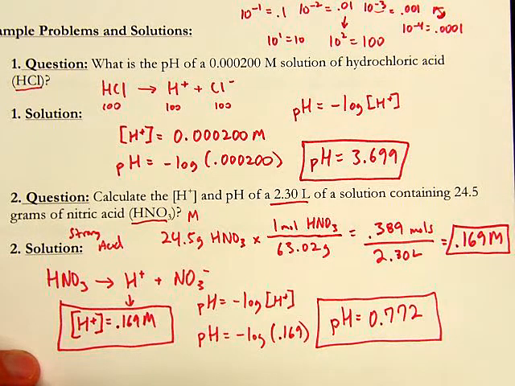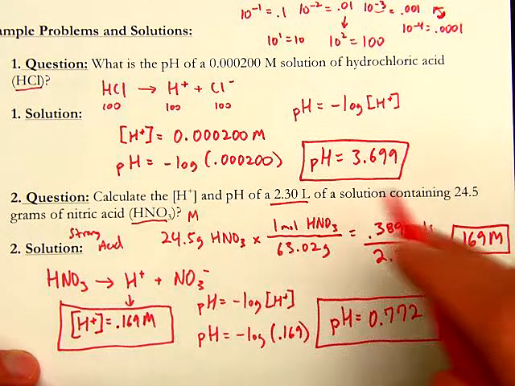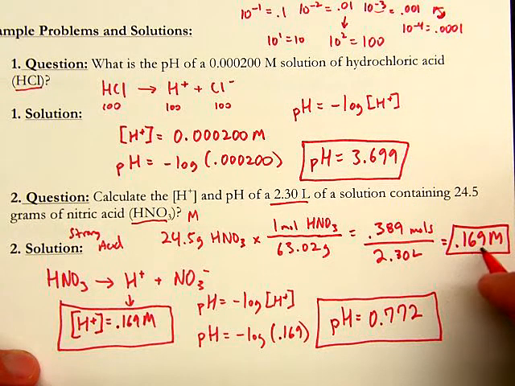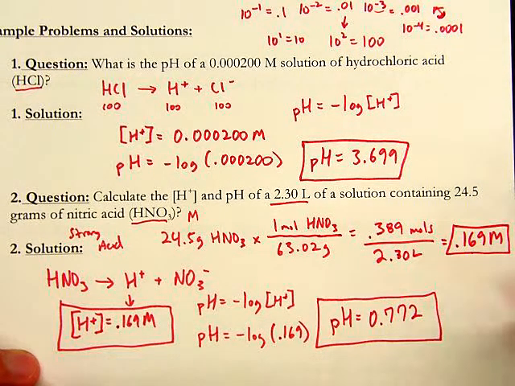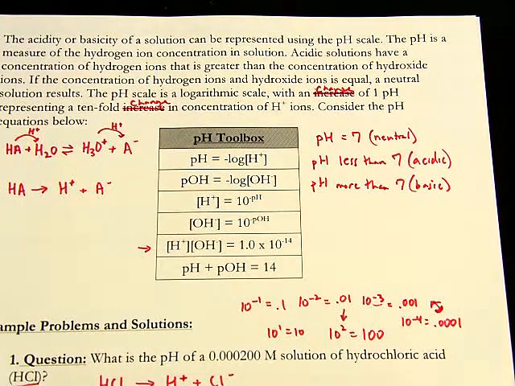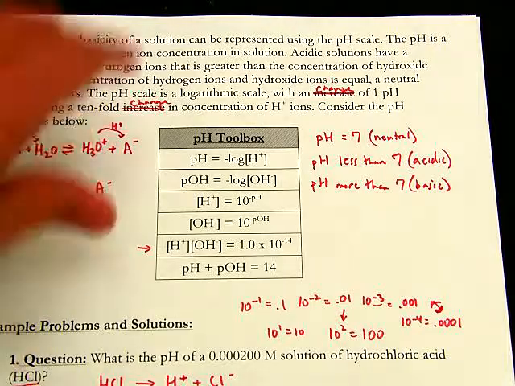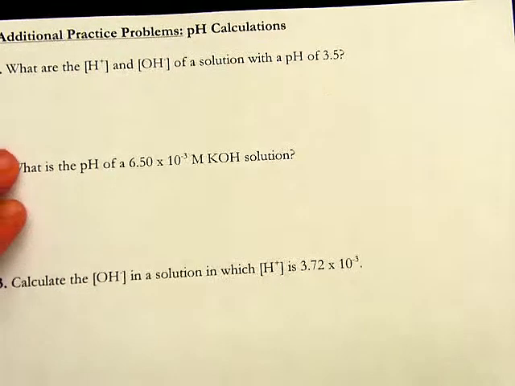So that's a more complicated problem. We had to take our grams and our liters and turn it into molarity. And once we knew molarity, that was our concentration of H, and from that we can find pH. We're going to continue to refer to this toolbox for the rest of our practice problems. So the next practice problem, we have a couple more we're going to go through here.